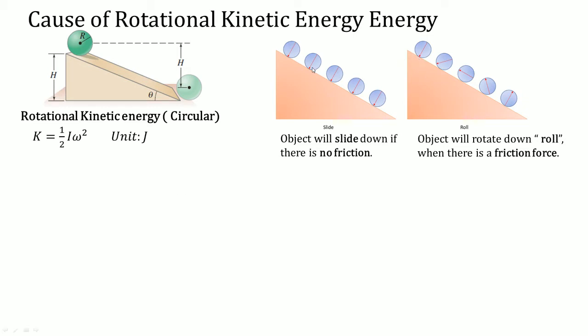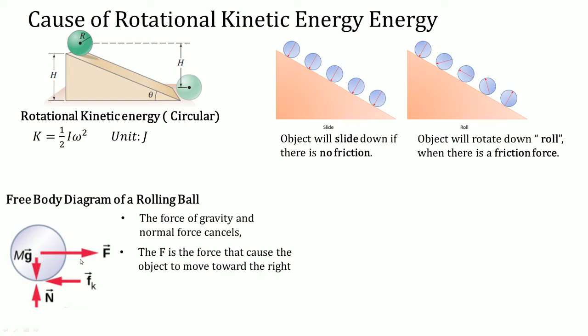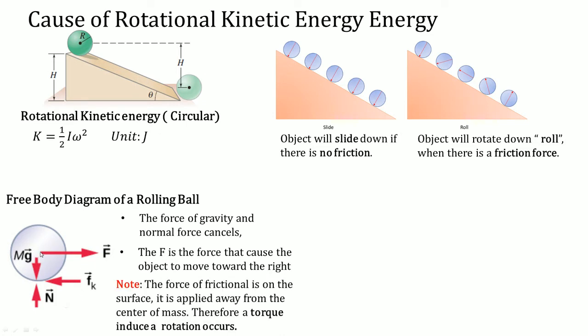Let's look at the free body diagram of a rolling ball. Notice there are four forces acting on this ball. Their length and their locations are very important. The normal force and the gravitational force here cancel out. They're the same length, so the object doesn't go up or down. The force to the right is long because it's showing that the object is moving towards the right. Notice that the friction force here is not at the center, but rather it's on the surface, because that is where the friction force is.